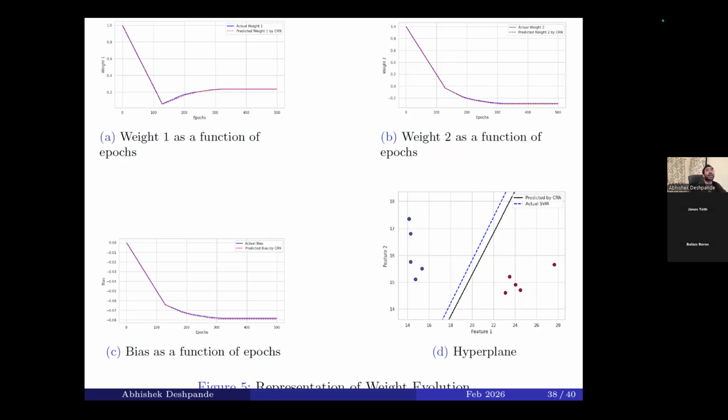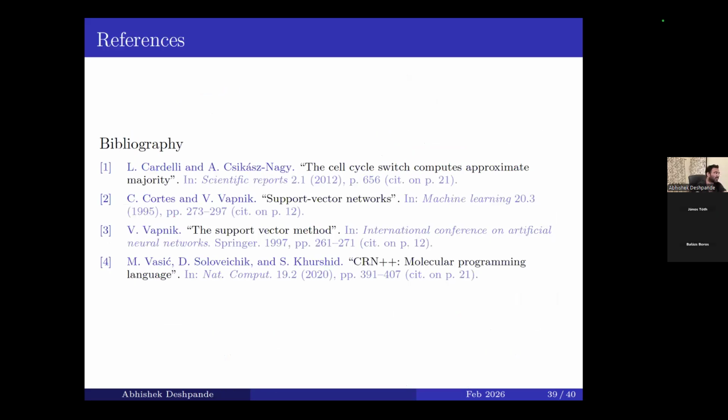I think I have come to the end of my talk. To sum up, what we have done is use basic arithmetic, a combination of several modules, and knowledge of some reaction networks to successfully mimic a supervised machine learning algorithm called support vector machines. And here are some references: Vapnik, Cortes, and Luca Cardelli, and cell cycle switches that compute approximate majority. All these are there in other resources for you to read.